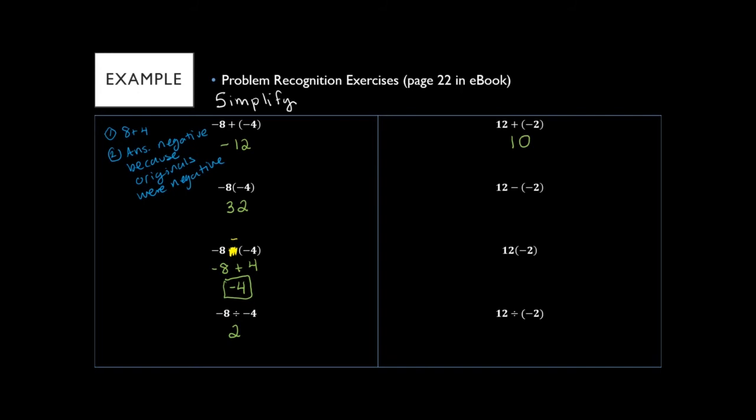The next one, we have 12 minus -2. So we're subtracting a negative, so that becomes addition. So that is the same as 12 plus 2. Then we can add those, and we get 14. And in this case, I decided to circle it versus boxing it, whatever works.